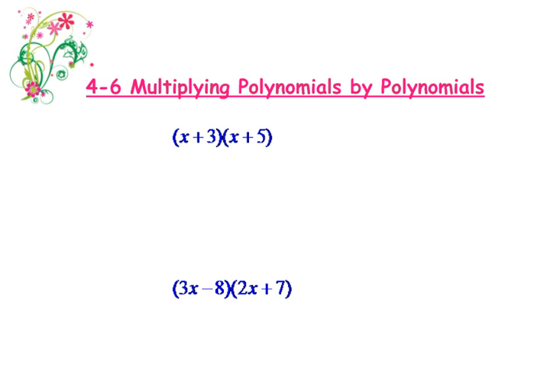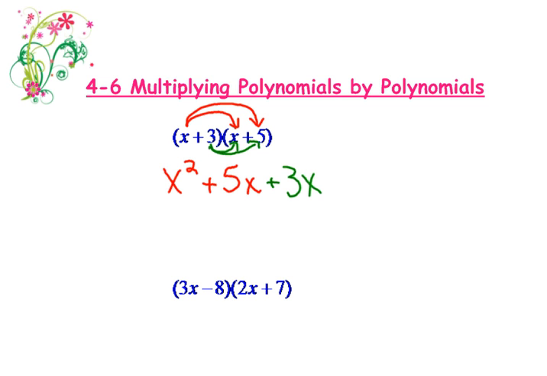Remember, you want to do the first. That means you're going to distribute the first one times the first one. So x times x is x squared. When she says the outside, she's talking about taking that x and multiplying it times the 5, the other one on the outside. So plus 5x. Now we get to the inside and the last. So that means we want to do 3 times x is 3x, and 3 times 5 is 15.